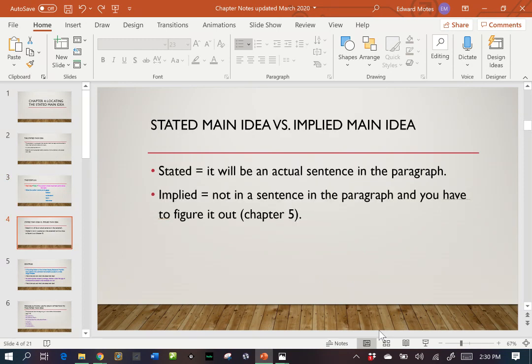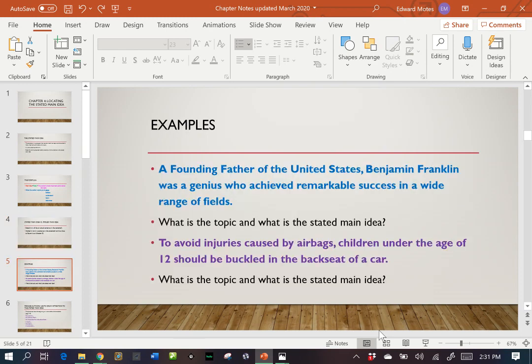Remember, this chapter is going to go over the stated main idea, which is an actual sentence you will pick out from the paragraph. But when we get to chapter 5, that's the implied main idea. You won't be able to pick out an actual sentence from the chapter. You'll have to create that on your own. So remember, that's the difference between chapter 4 and 5. Let's look at some examples.